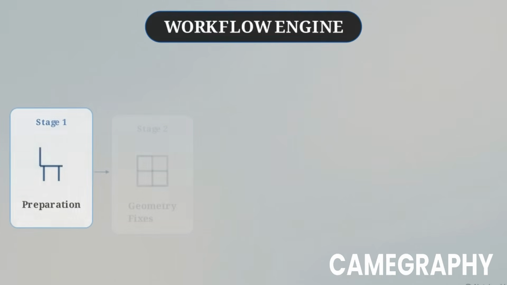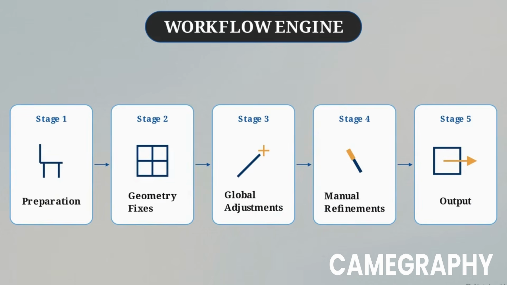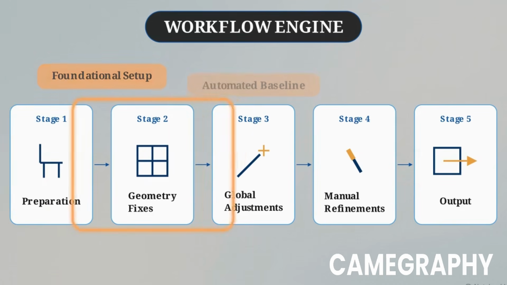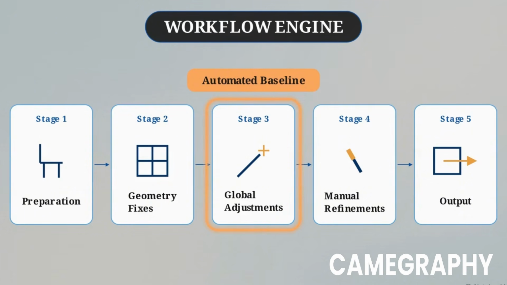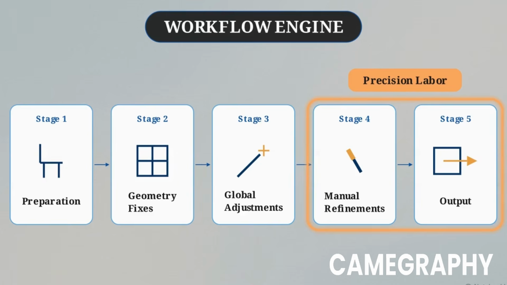This flowchart maps the professional workflow engine. First, physical staging and structural lens corrections. Arrange the room and fix verticals before touching a color grade. Next, the baseline preset executes global exposure balances. Finally, stages 4 and 5 require manual labor, like localized masking.